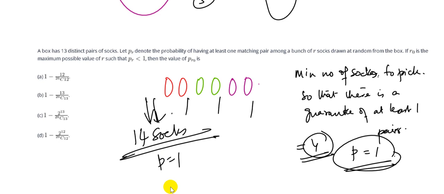At least one pair. Because if I pick 13, I might pick 13 different ones. But the 14th one has to match with one of them. There is no other way out.